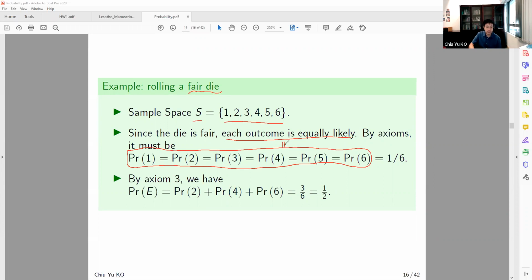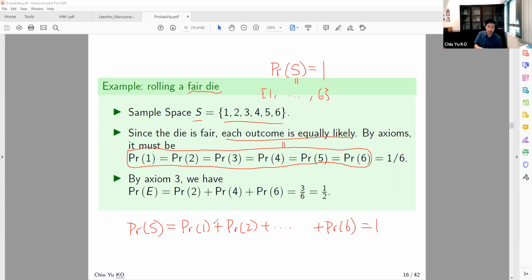Is that clear for this part? Now here comes the interesting part. Remember, axiom 2 says the probability of S is 1, right? And S consists of 1 up to 6, and these outcomes are mutually exclusive. So that means probability of 1 plus probability of 2 and so forth up to probability of 6 should be equal to the probability of S, which is 1. And they're all equal, which means we have 6 of the same thing equal to 1. So then each will be 1/6. Is that clear?